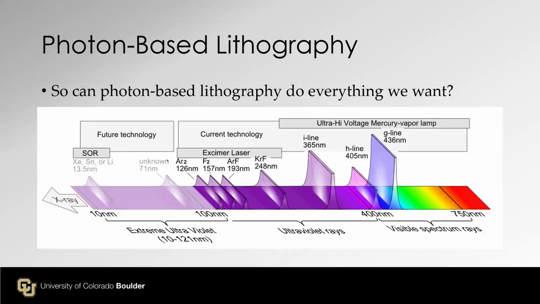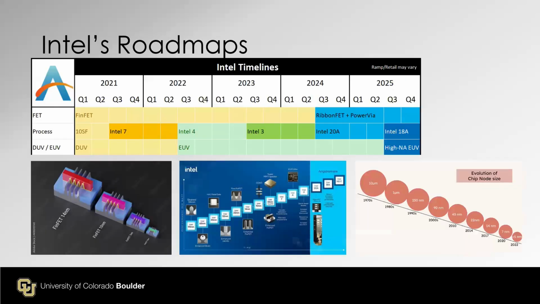And to make things smaller, 365 nanometers is way too long. So you have to start going down in the UV. Deep UV: 248, 193, 157, 126. And EUV, extreme UV, is between 10 and 121 nanometers. If we can use a 13.5 nanometer source, yes, we can make very small devices. Let's check Intel's roadmap.